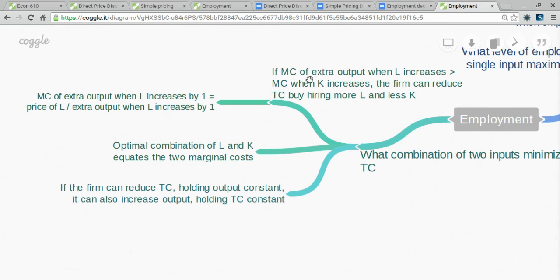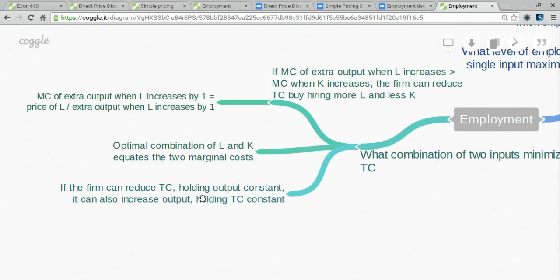If you do some figuring on this, you always want to move employment to where the marginal cost of extra output is lower. This means the optimal combination of L and K equates the two marginal costs. If one marginal cost is lower, increase employment in that input and decrease employment in the other input.